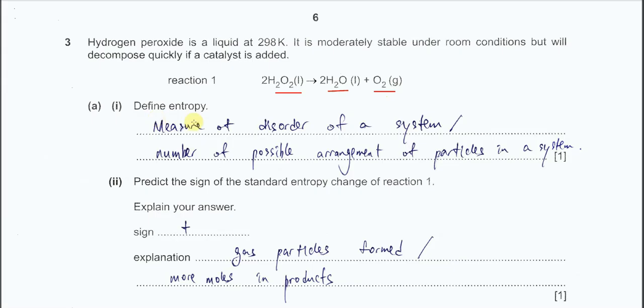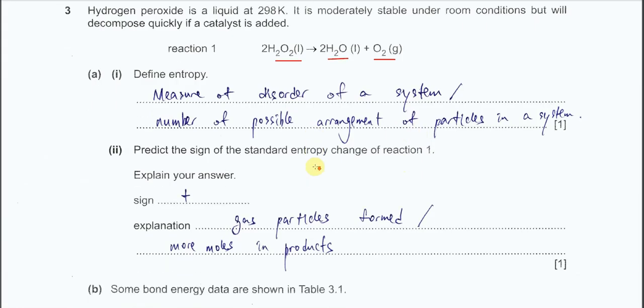So the definition is very easy. Just a measure of disorder of a system, meaning how random the system is. Or you can explain it in terms of the number of possible arrangements of the particles. More arrangements, higher entropy.